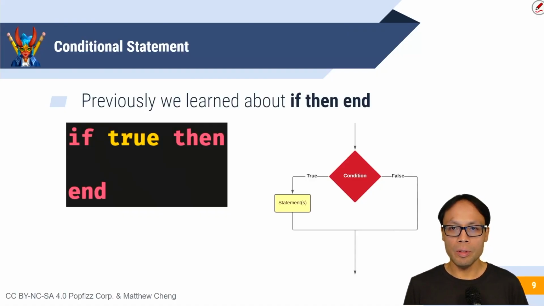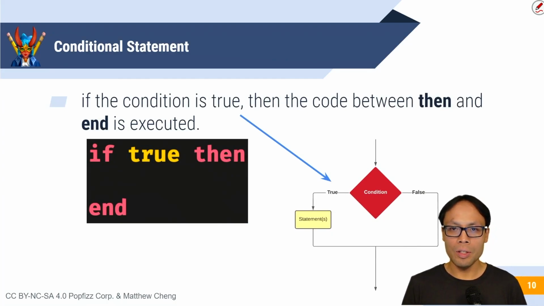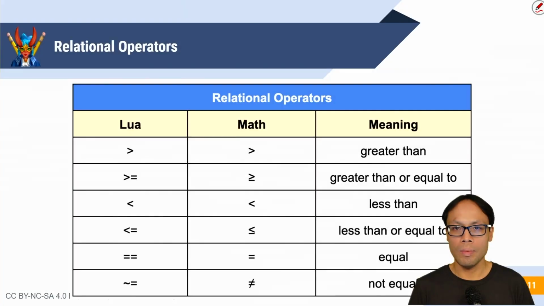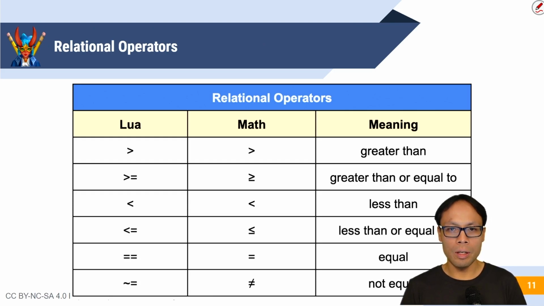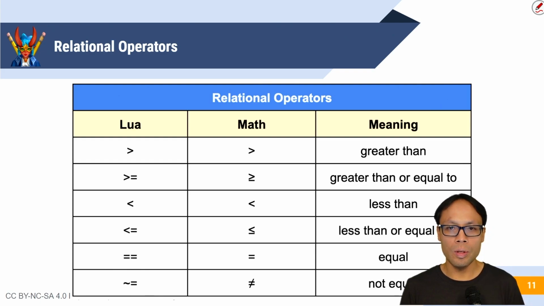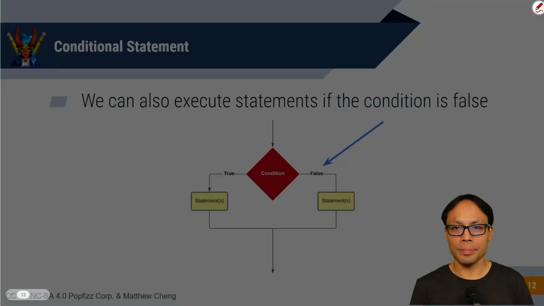So previously we learned about if, then, and end. If the condition is true, then the code between the then and the end would be executed. Now, relational operators are as follows. Again, we have the greater than or equal to, less than or equal to. Testing for equality is equal, and not equal is the tilde and equal sign put together.